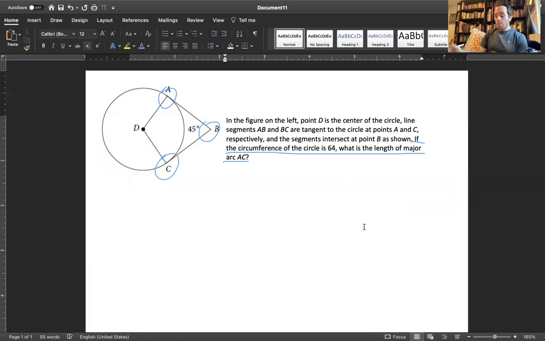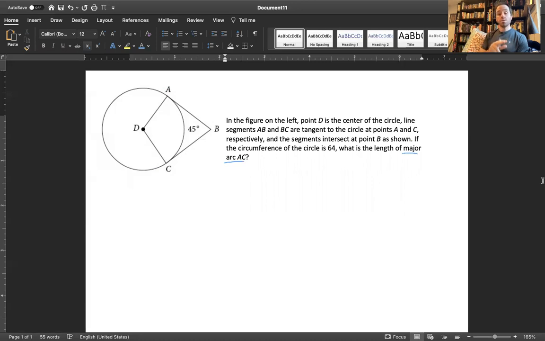Well, first of all, let's figure out what we mean by a major arc. There's really two things here. We need to worry about the major arc and also how to find only a portion of the circle's circumference. It's also got to depend somehow on the information that's given to us from outside of the major arc itself. So what is a major arc? What does it mean that we're talking about the major arc AC?